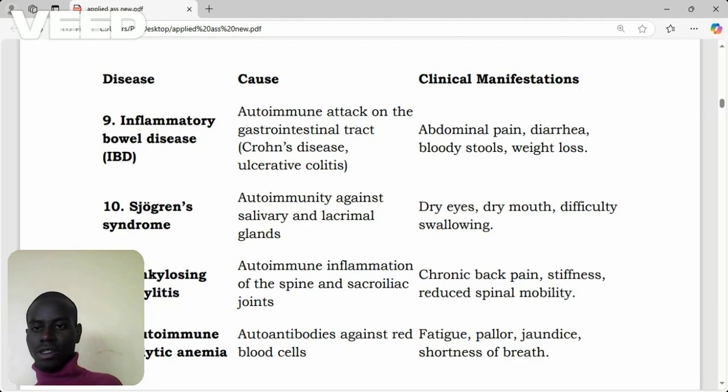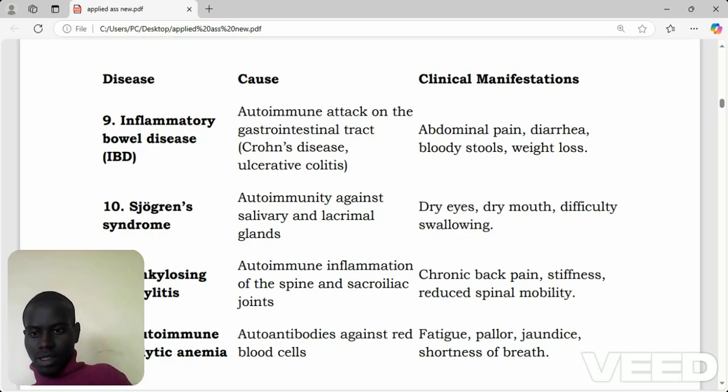The tenth disease is Sjogren's syndrome. This is caused by autoimmunity against the salivary and lacrimal glands. Its clinical manifestations are dry eyes, dry mouth, and difficulty swallowing.